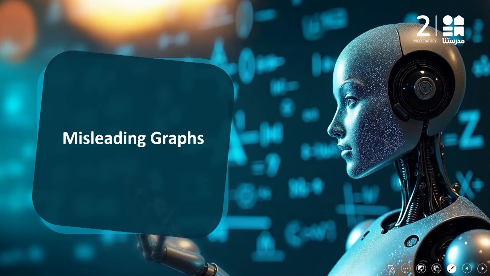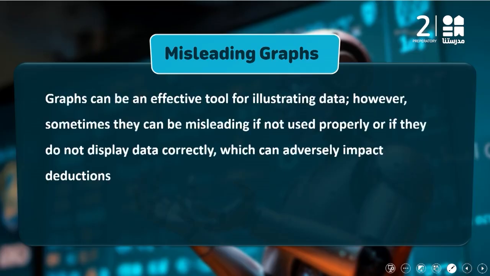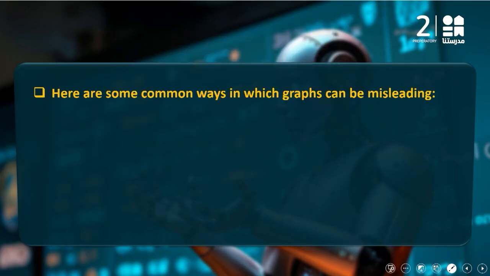Now we have a new concept: misleading graphs. What is the meaning of misleading graphs? Graphs can be an effective tool for illustrating data. However, sometimes they can be misleading if not used properly or if they don't display the data correctly, which can adversely impact deductions. What are the common ways in which graphs can be misleading?